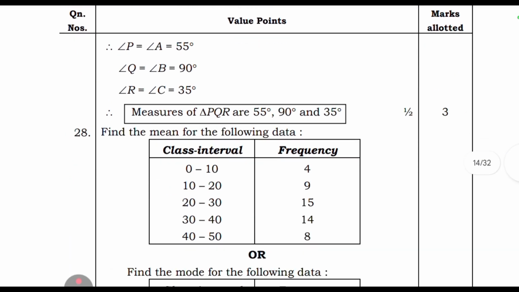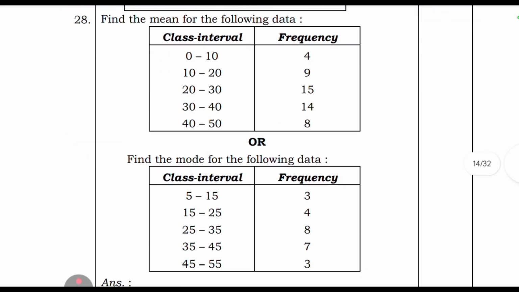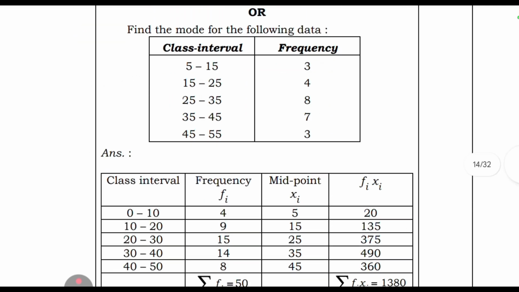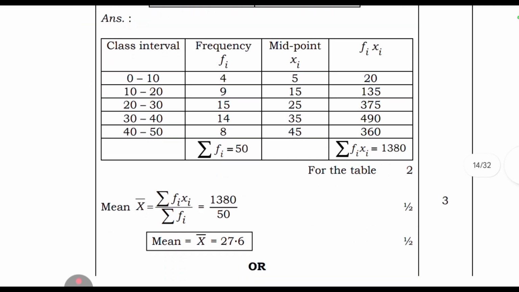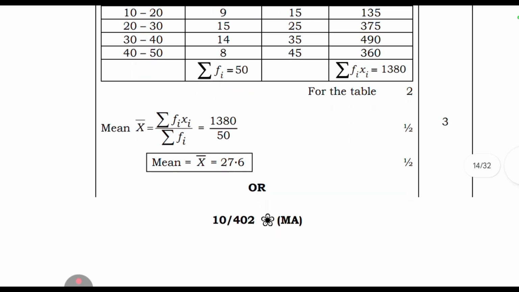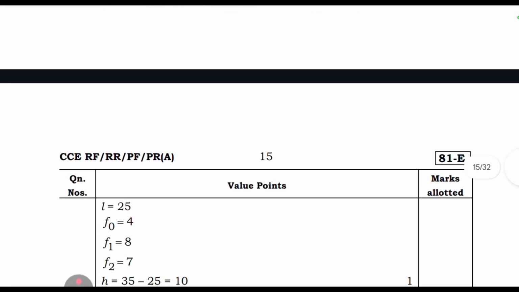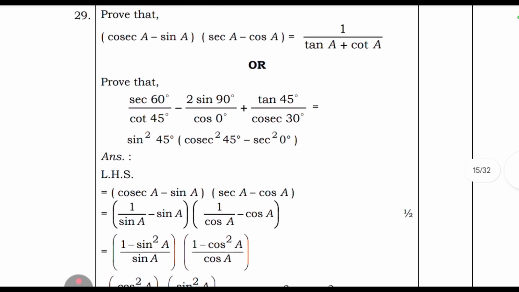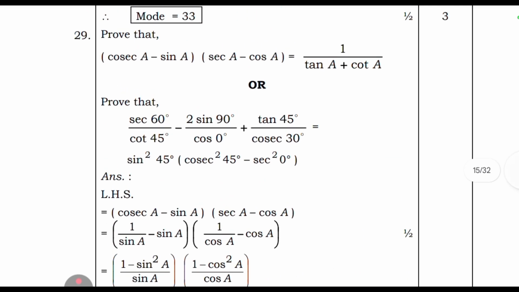This is the 28th question, which is from statistics. Find the mean of the following data, or they have given, find the mode of the following data. This is a formula, and you have to construct the table and find the values. Coming to the question, prove that: these are questions where many students get confused, but the simple trick is, if you are thorough with the concept, how to convert them to get that answer.